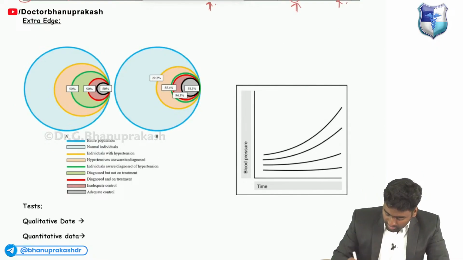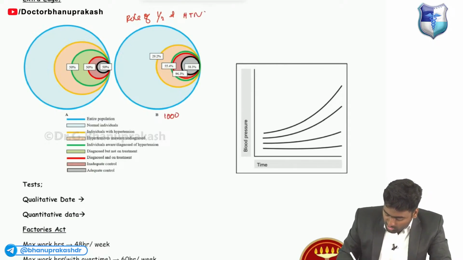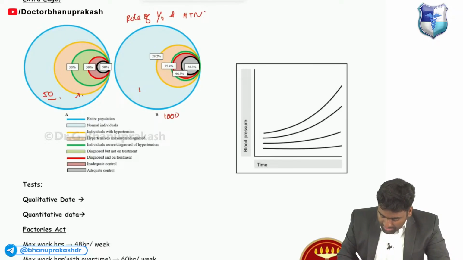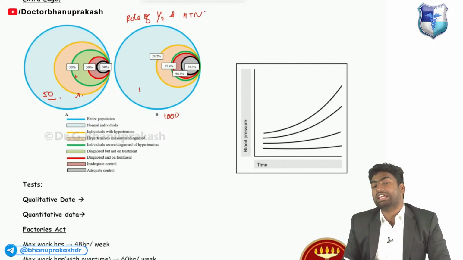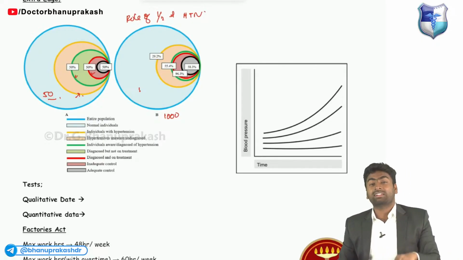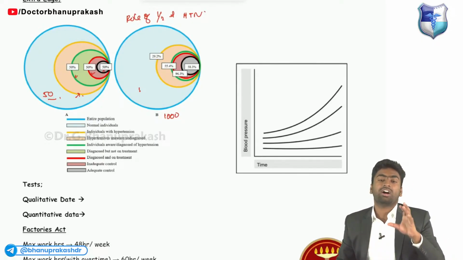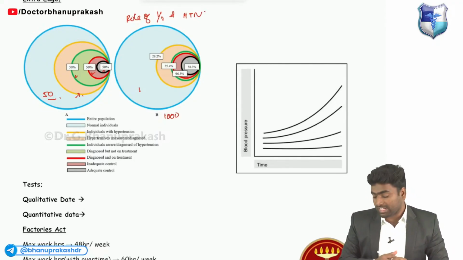Fine. If you see, this is the rule of half for hypertension. There will be 100% population, out of which 50% will be having hypertension. Of this 50%, they will be diagnosed with hypertension, and of those diagnosed, 50% will be taking treatment. And of the 50% who are taking treatment, 50% will have adequacy of treatment. So it is known as the rule of 50, which is used in a case of hypertension.